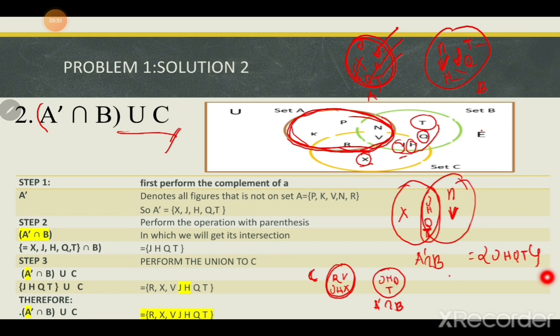So, getting the union of these two terms, we have our J, H, X, R, V, and your Q and T. Okay? Pag union, ito na yung union natin, A prime, the intersection of B, in union with your C. Okay? That is our answer. Next.